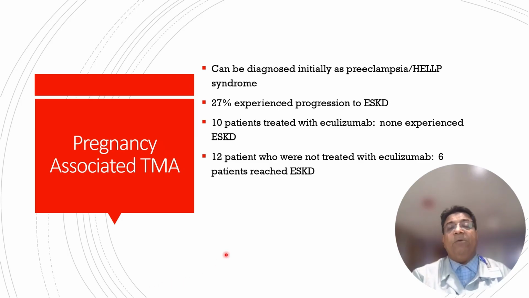Pregnancy-associated thrombotic microangiopathy is usually initially diagnosed as preeclampsia or HELLP syndrome. 27% experience progression to end-stage renal disease. In 10 patients who were treated with eculizumab, none experienced end-stage renal disease. And in 12 patients who were not treated with eculizumab, 6 patients reached end-stage renal disease.